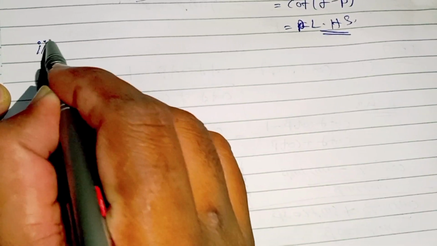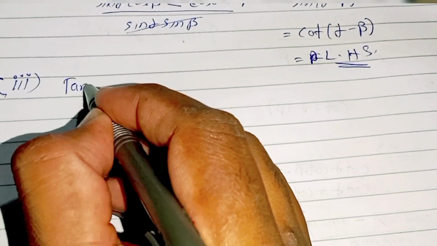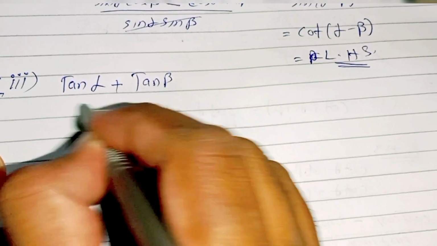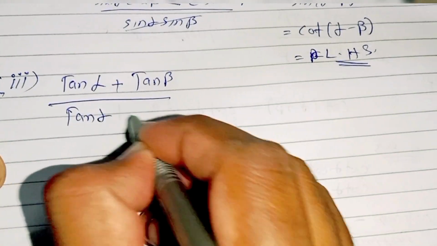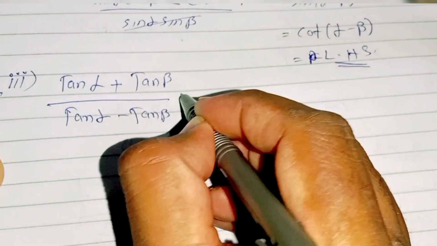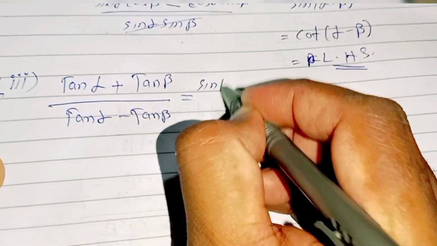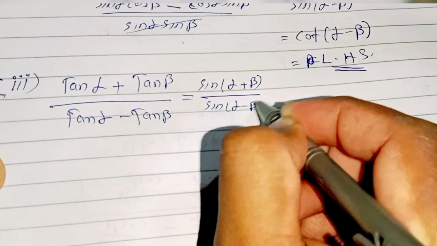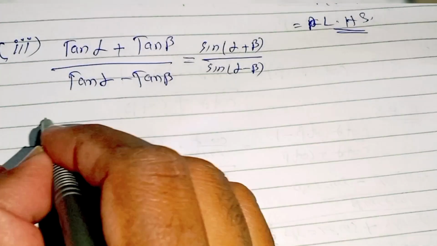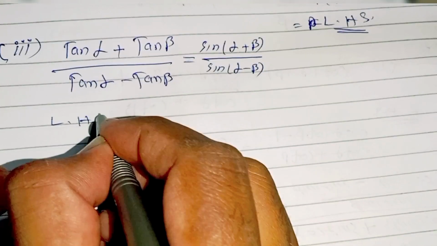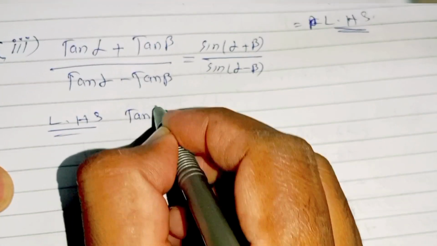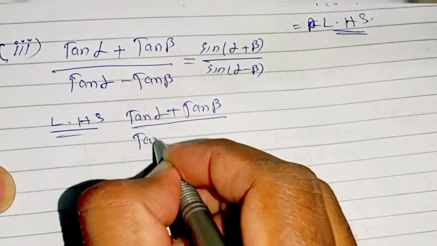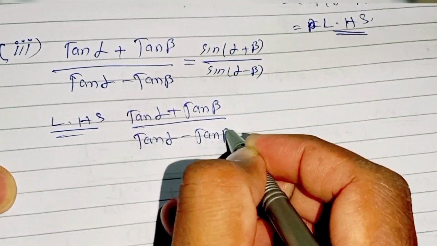Part number 3 of question number 7. Tan alpha plus tan beta over tan alpha minus tan beta is equal to sin of alpha plus beta over sin of alpha minus beta. Here we take the left hand side, tan alpha plus tan beta over tan alpha minus tan beta.